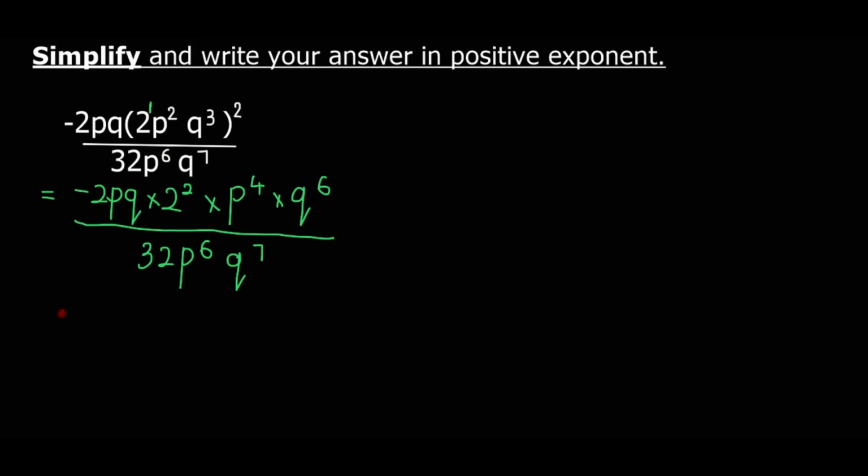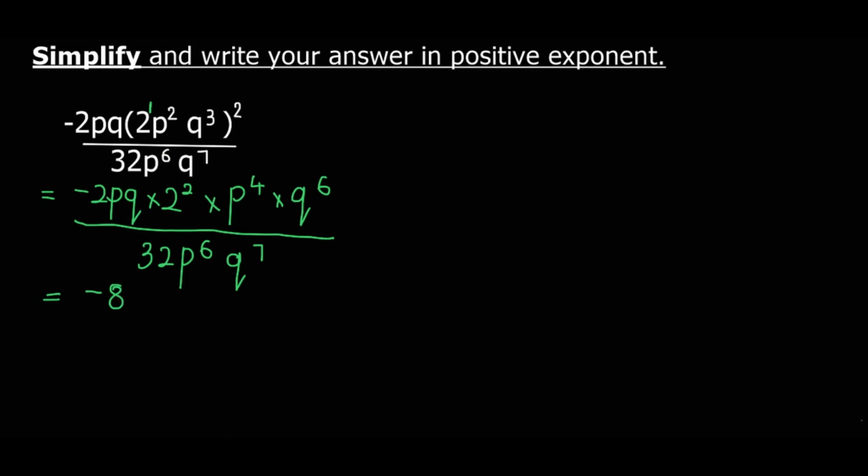And then from this step, we will multiply the top part first. Use that same method. We start by multiplying the numbers. We have negative 2 and then 2 squared. Remember 2 squared is 4. This means we take negative 2 times 4. Negative 2 times 4 is negative 8.